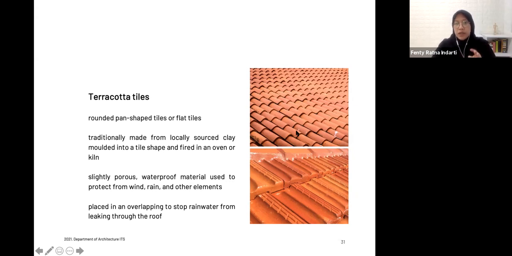For the terracotta tiles, the placement itself is overlapping. So it must be overlapped like this. This arrangement is designed like that because it has to stop the rainwater from leaking through the roof. So there is no bolting or nailing in terracotta tiles. Everything is actually only put like this. So it's overlapped.